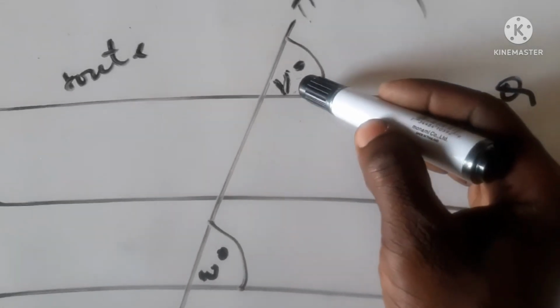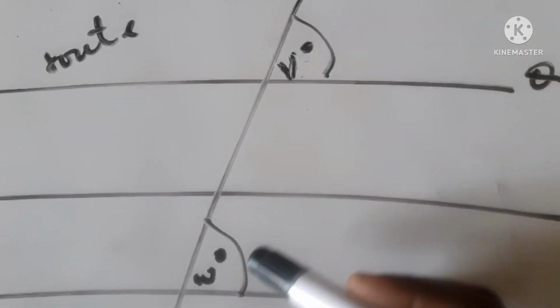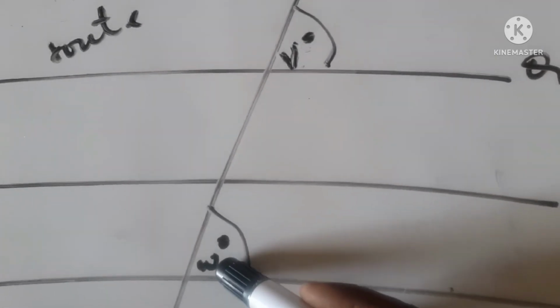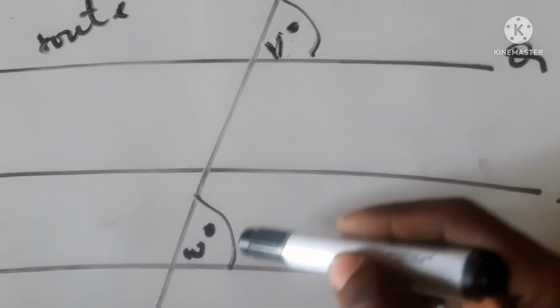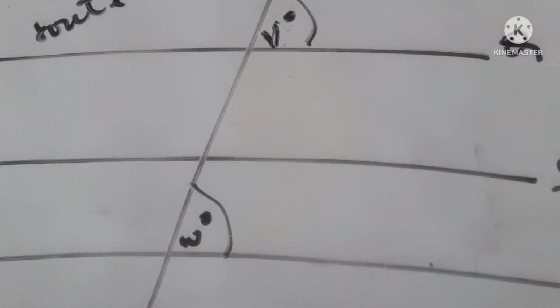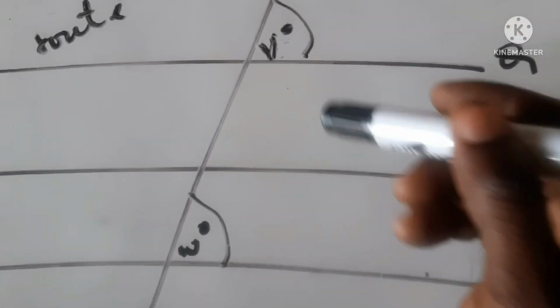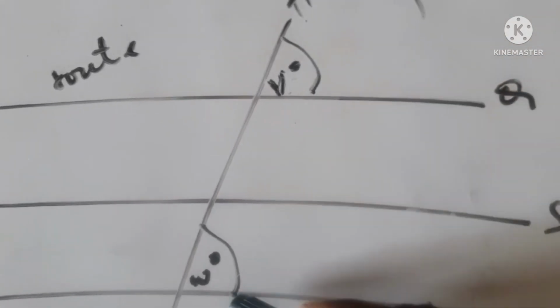So this guy here is V, and this guy is W here. Is that okay? What do you think will be the relationship between these two? What kind of angles are V and W? Look at where V is and look at where W.